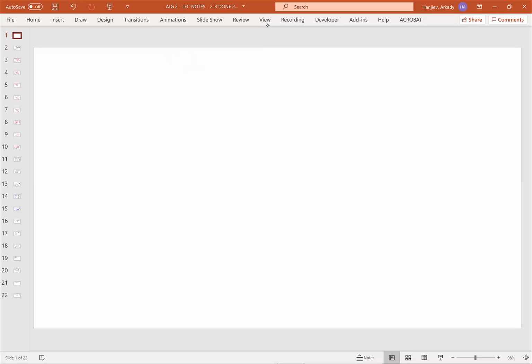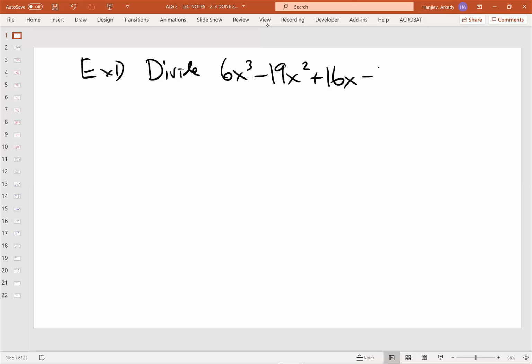Okay, so let's do this problem here. We'll call it exercise 1, and I'm just going to call it divide. Usually what happens is you need to do about 3 or 4 of these, and then you kind of get the hang of it. It just takes a little while to do each of these. So we're going to divide 6x cubed minus 19x squared plus 16x minus 4 by x minus 2. That's what we're going to do.